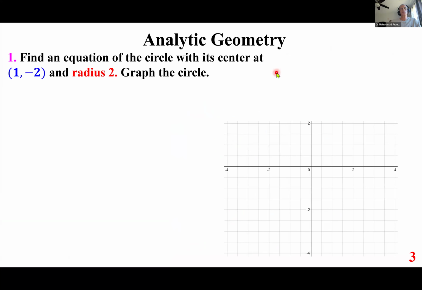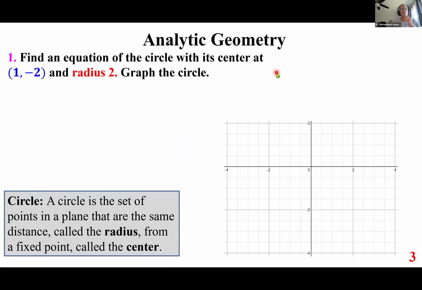Find an equation of a circle with its center at (1, -2) and radius 2. Graph the circle. Reminding you that the circle has the following definition: a circle is the set of points in a plane that are the same distance, called the radius, from a fixed point called the center.